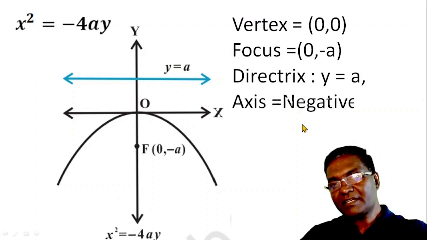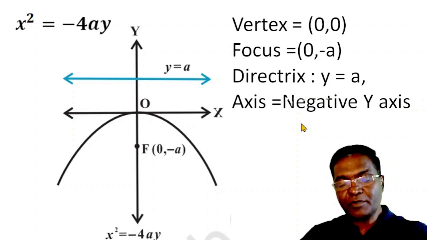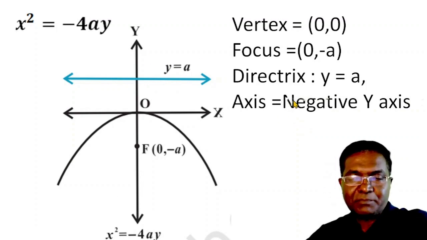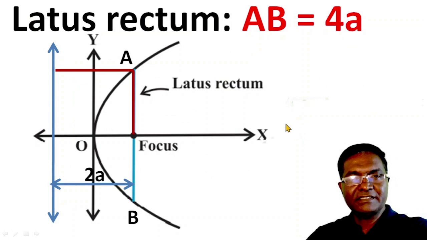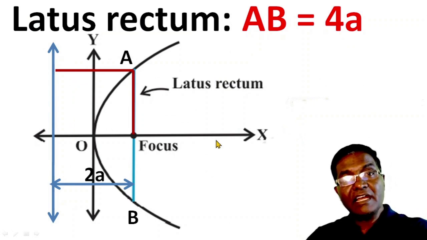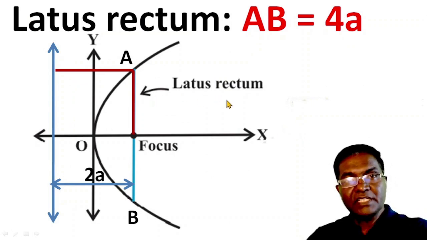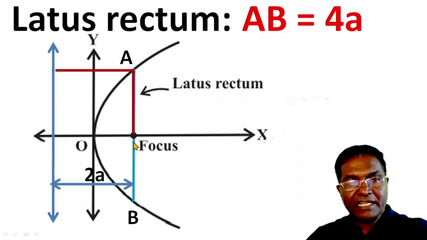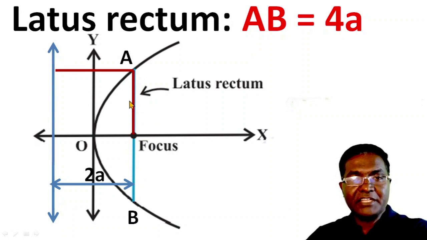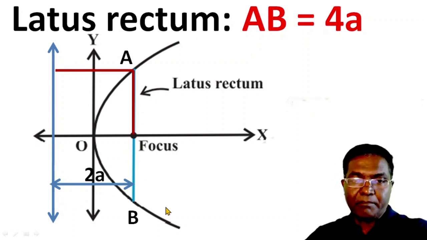So please do remember this, and we will be having problems on these points. One more point, as I mentioned, is the latus rectum. The latus rectum of the parabola is the line passing through the focus, perpendicular to the axis, and ending on the parabola.